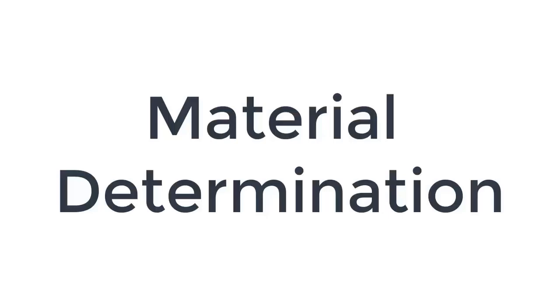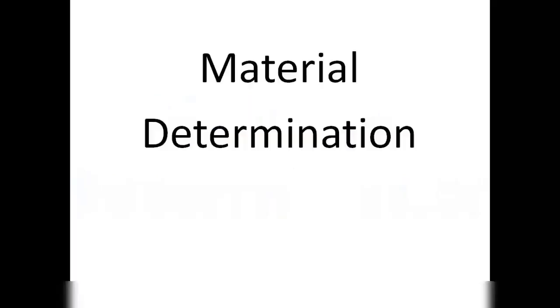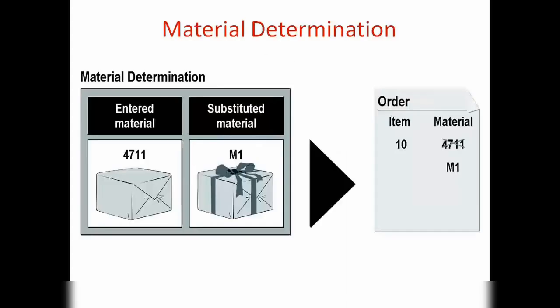Start with material determination, listing, and exclusion. Okay, so what is material listing? So we'll start with material determination first. Okay, what is material determination? So material determination is basically a substitution of a material.